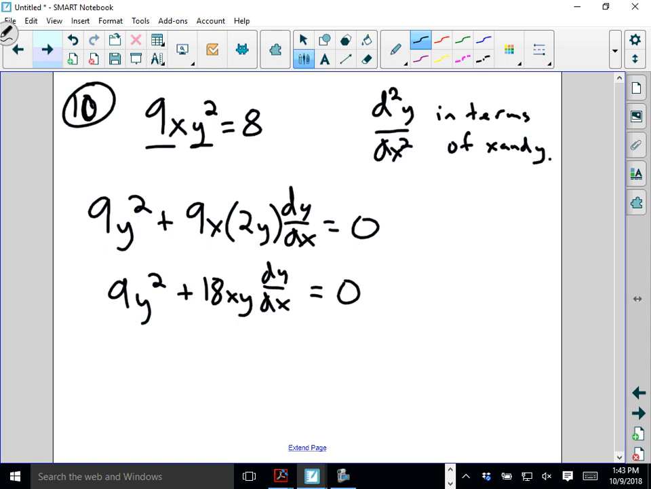Okay, now I'm going to subtract the 9y squared to the other side, and I'll get 18xy dy dx equals negative 9y squared. Then I want to go ahead and divide by 18xy.